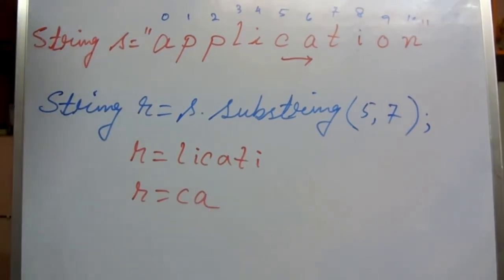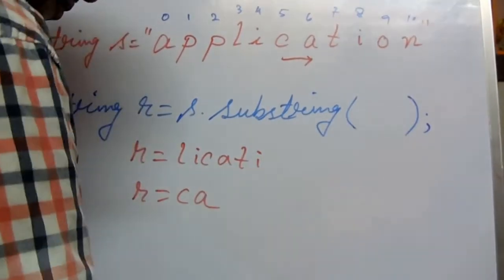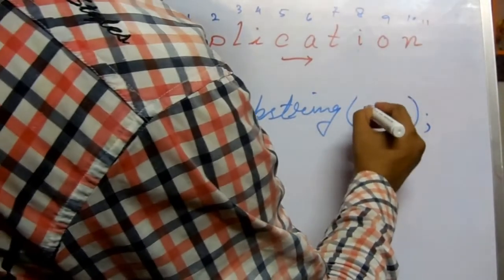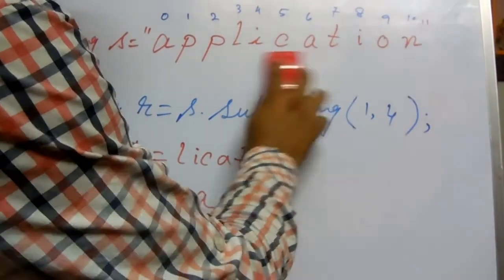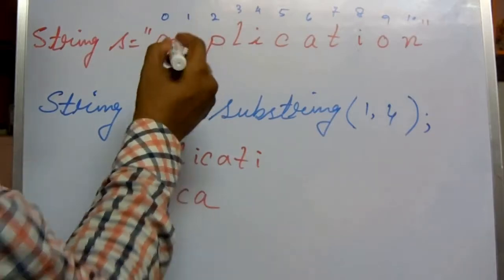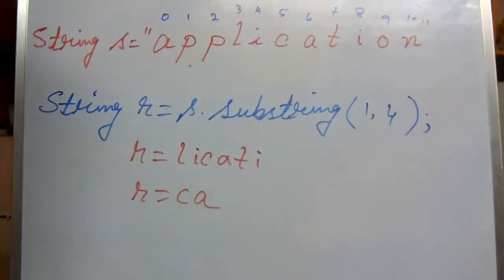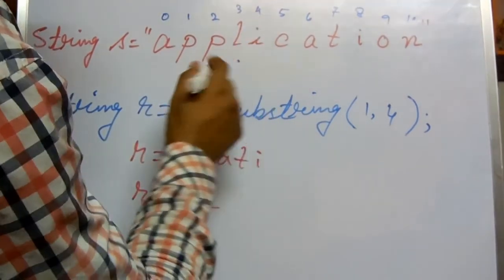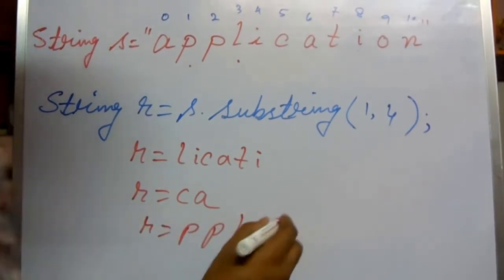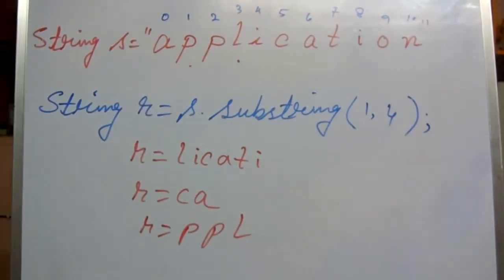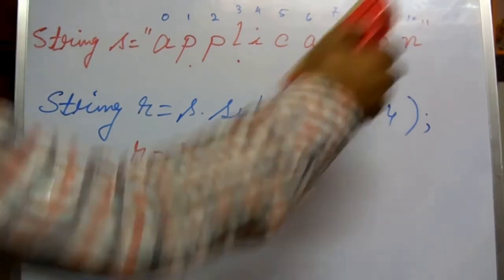Last example again, suppose I give 1, 4. So 1 is where? From position 1, this is 1, till 4. So 4 will not be taken, we will take till 3. And 3 is L. So PPL. So the R value will be PPL. Got it? So this is the function of the substring method. I hope you have understood. Now the next method.